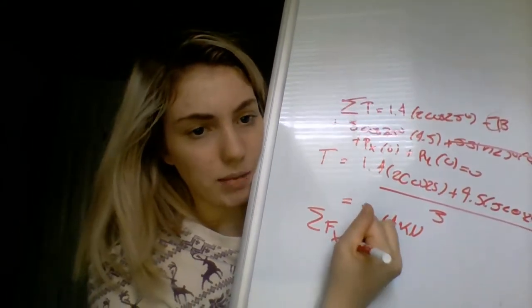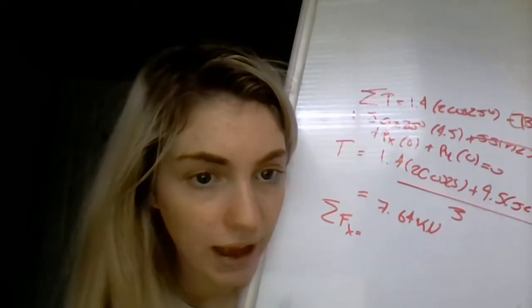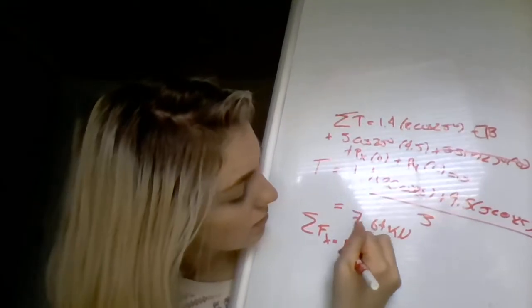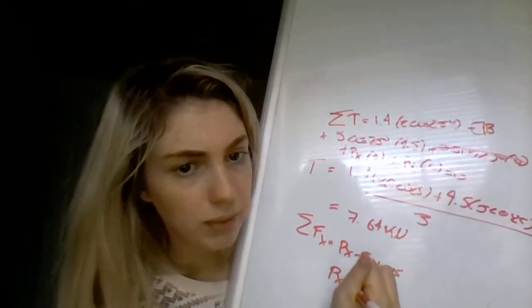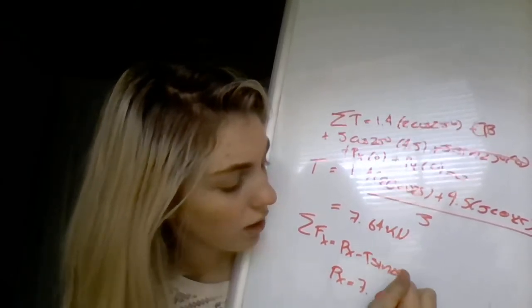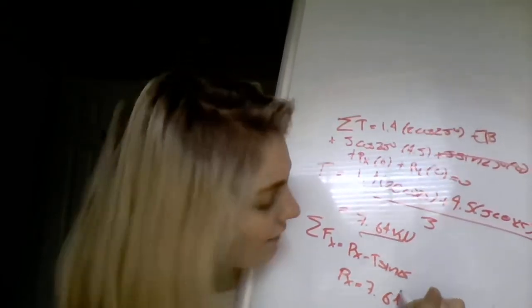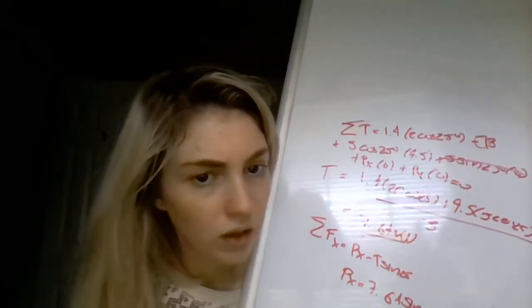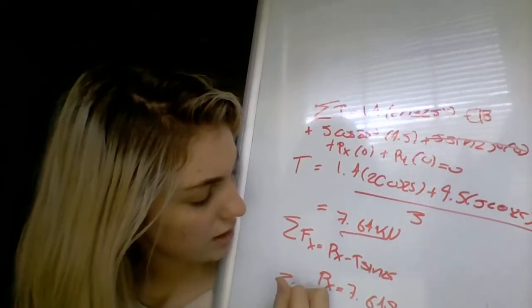And then to find the x component, I'm going to do P of x minus T sine of 25, and P of x equals 7.64, this number that we just found, sine 25, which will equal 3.23.